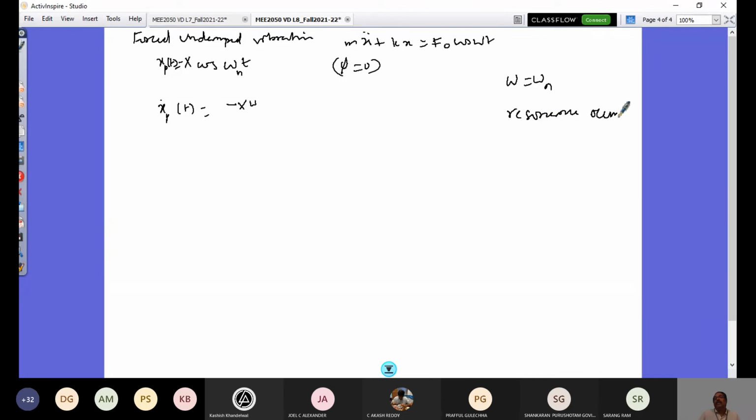The amplitude goes to infinity. X is going to infinity. It's going to be infinity because damping is not present. So you can see interestingly how these graphs are appearing. I'm just finishing it in 1 minute.